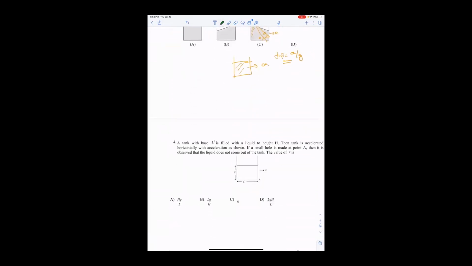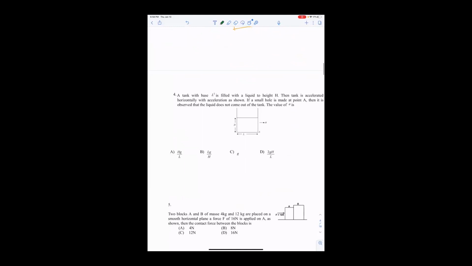So using the same concept, there's a question, application of that. A tank with base length capital L is filled with a liquid to height capital H. Then tank is accelerated horizontally. Same question with A as shown. A small hole is made at A. Then it is observed that liquid does not come out of the tank. Then what is the value of A?